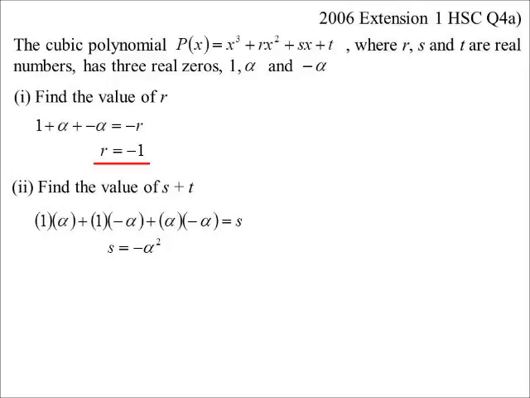Let's do 3 at a time. 1 times alpha times minus alpha would be minus t. So t is alpha squared. So the value of s plus t is 0. Yes, s plus t becomes 0.